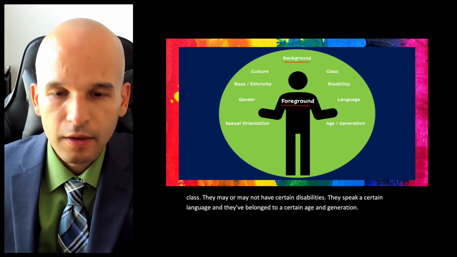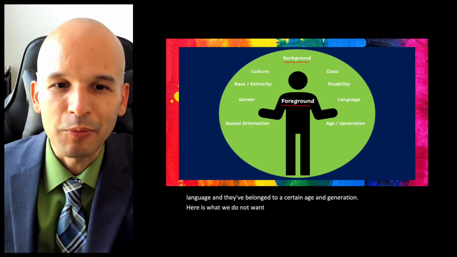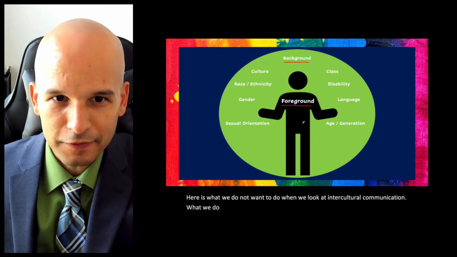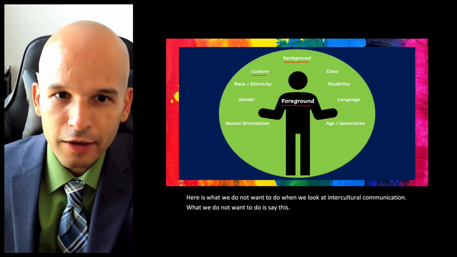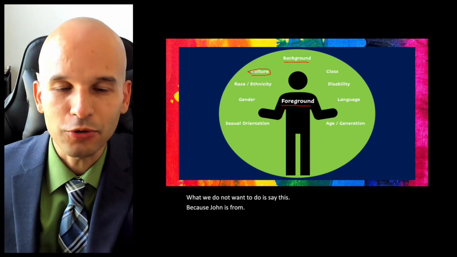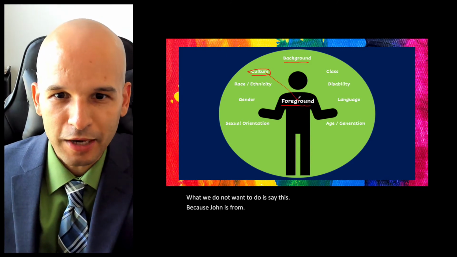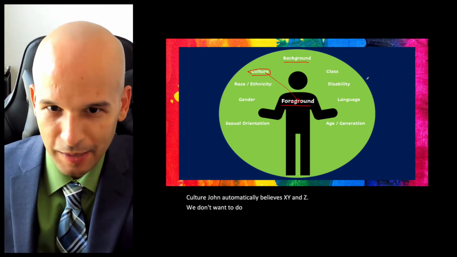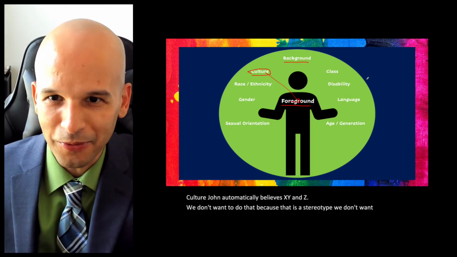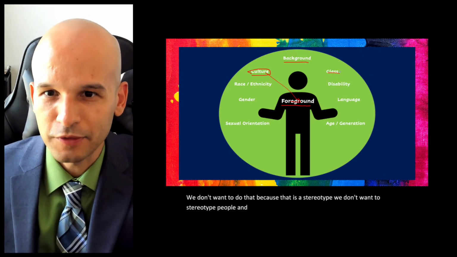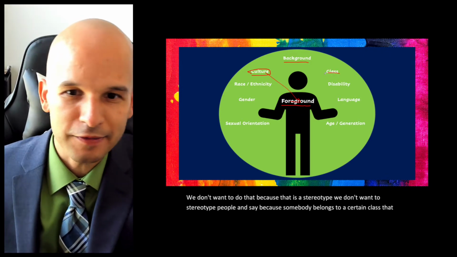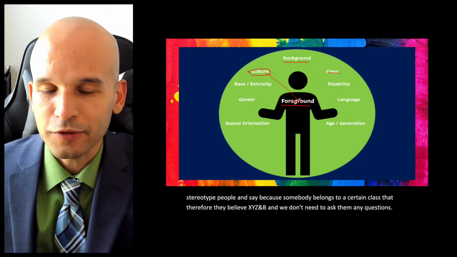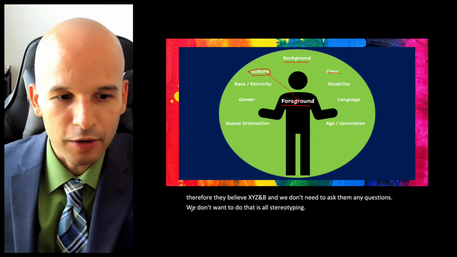Now, here's what we do not want to do when we look at intercultural communication. What we do not want to do is say this: because John is from C culture, John automatically believes X, Y, and Z. We don't want to do that because that is a stereotype. We don't want to stereotype people and say, because somebody belongs to a certain class, that therefore they believe X, Y, Z, and B, and we don't need to ask them any questions. We don't want to do that. That is all stereotyping.